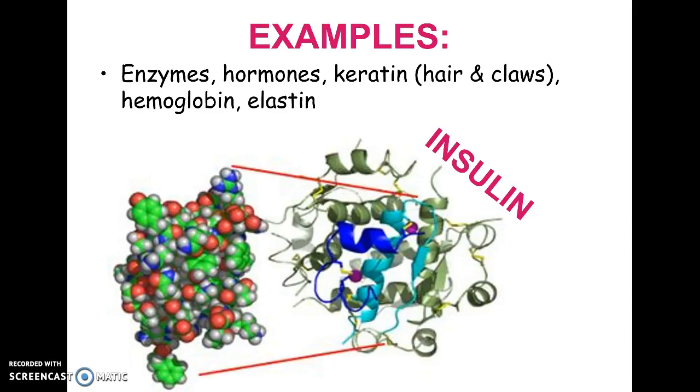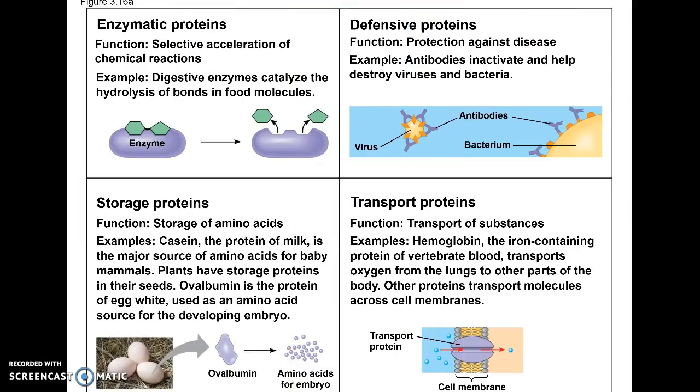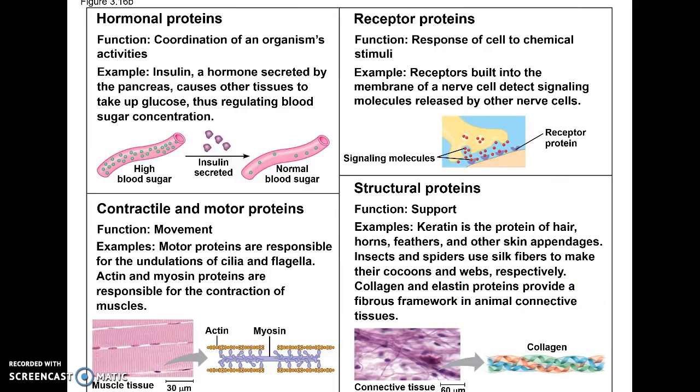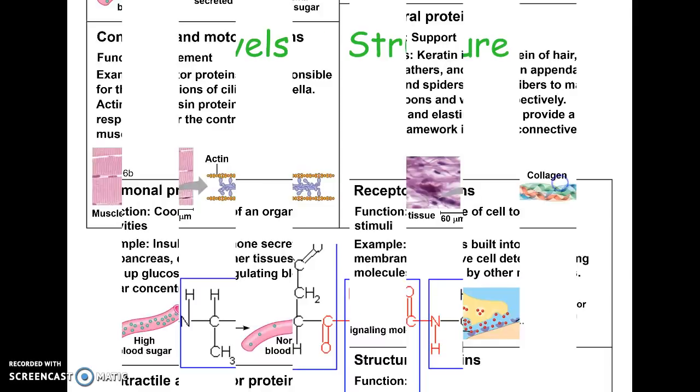So all proteins start off with, these are actually just some other examples. Enzymes that speed up reactions, they can store things. Antibodies that fight off diseases are proteins. In your cell membranes, you have transport proteins. Hormones, muscles are made of protein. Receptors, like that pick up nerve impulse information. And structural proteins, like keratin, collagen, things like that.